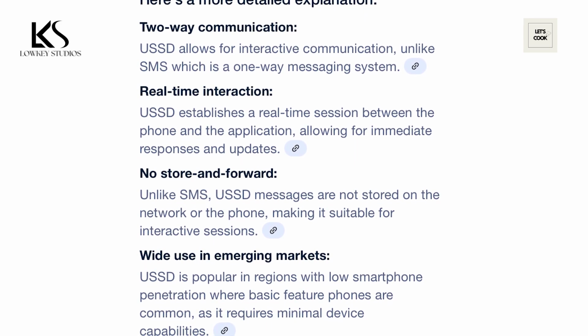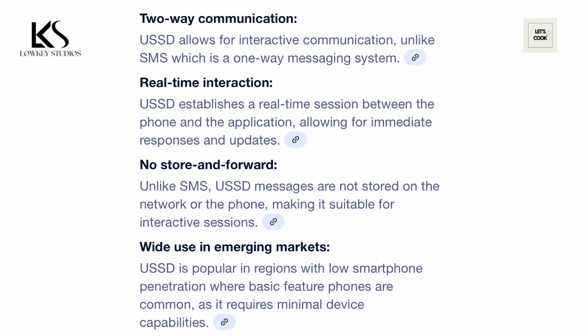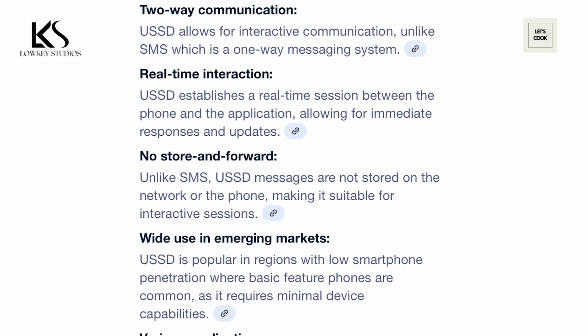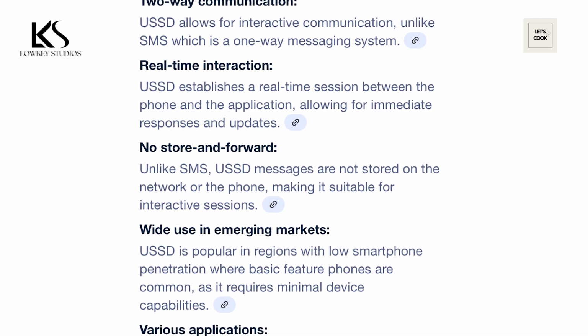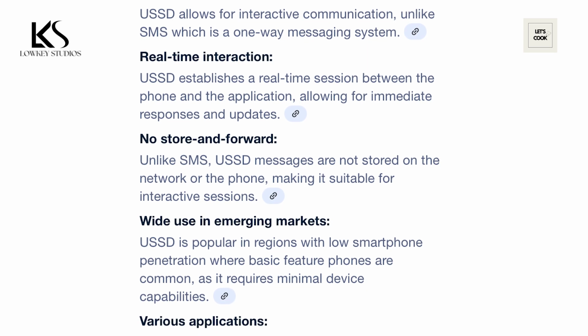So unlike SMS, USSD messages are not stored on the network or the phone, making it suitable for interactive sessions. So unlike SMS, when you send a person a message, your information or data is stored and then forwarded and all of that. Unlike that one, with USSD there's no saving or storing of data anywhere. It's just an online transaction basically.